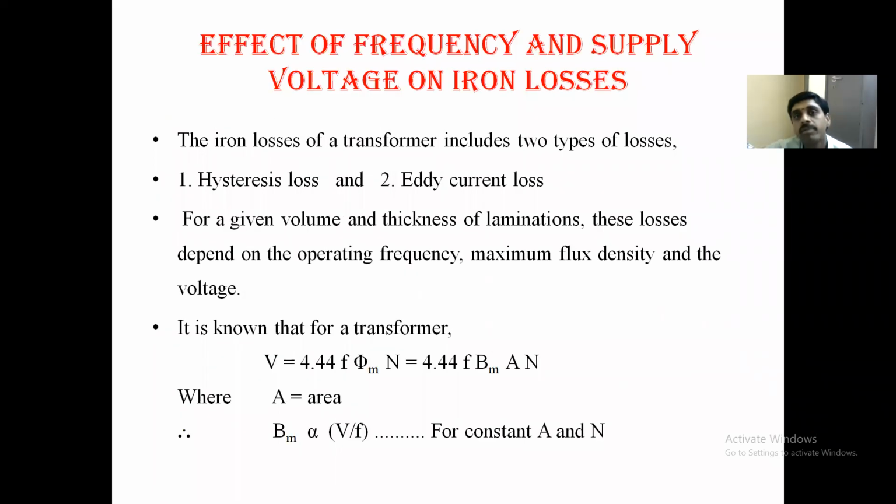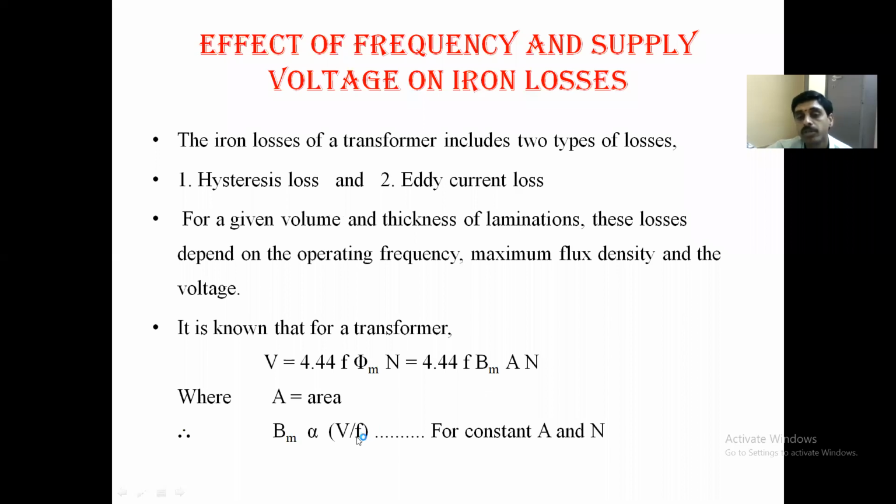So, the effect of frequency and supply voltage on iron losses. The iron loss of a transformer includes two types of losses: hysteresis loss and eddy current loss. So what is the effect of frequency and supply voltage on iron loss? We know V is equal to 4.44 f N Φm, that is 4.44 Bm A f N, where A is the area.